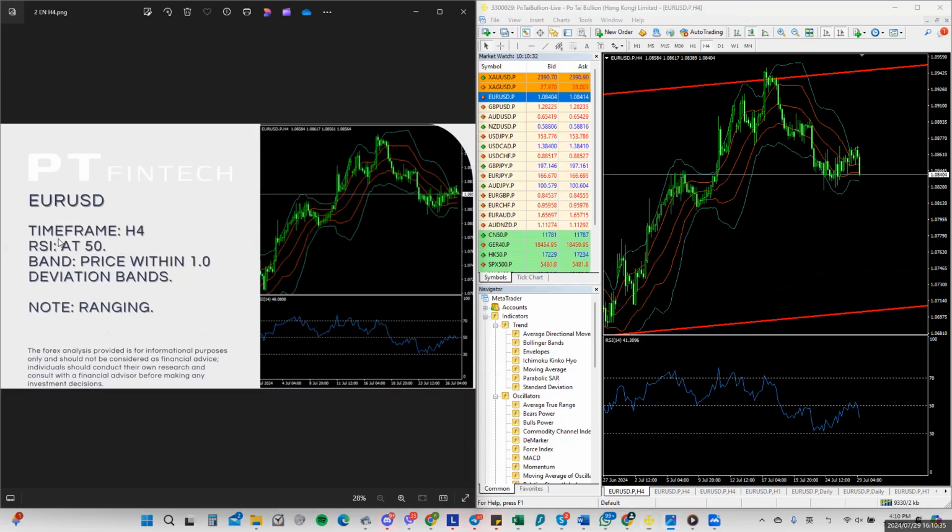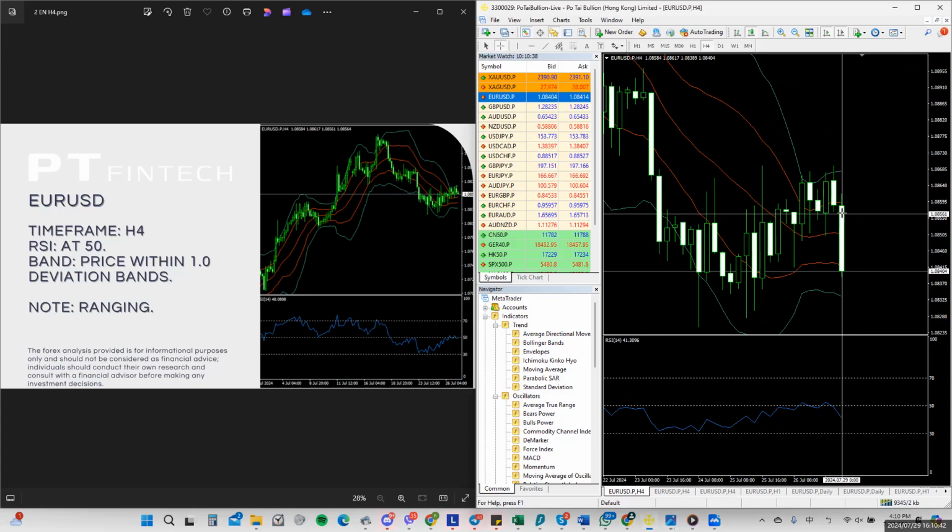On H4, PTips claims that RSI is at 50. It's actually now below 50. Look at that. You just had one whole candle that went all the way down south. And then the bands, is price within the 1.0 deviation band? Yes, it's currently still in between the 1.0 deviation band. Actually, it's broken below. It's now between the lower bands. So technically that's more bearish.